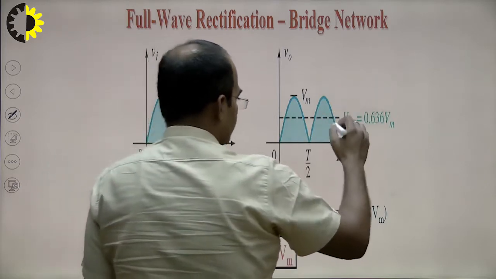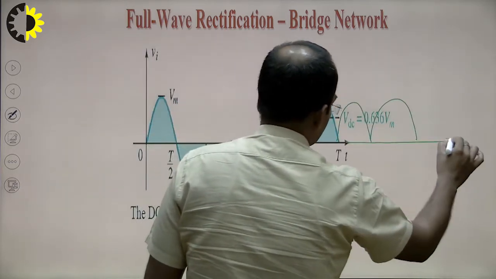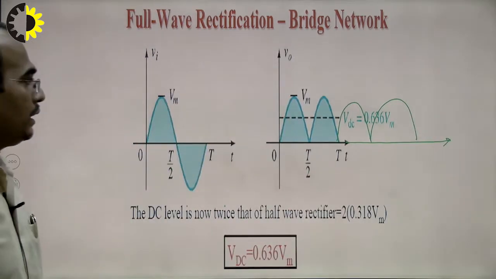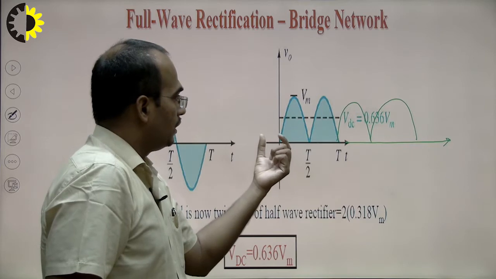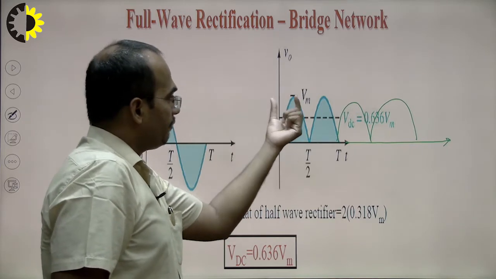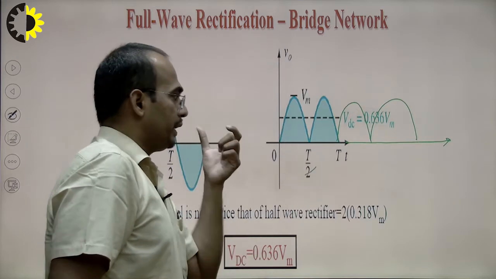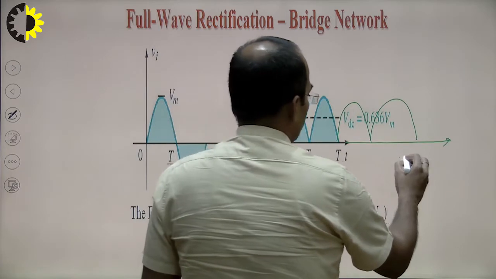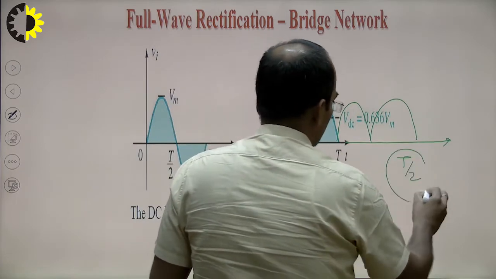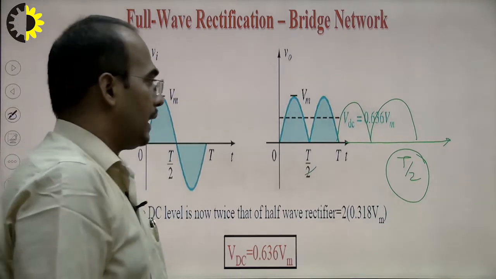Now one more thing, you can see that if I extend this waveform for the next time period, then what will happen? You can see from this output waveform that this waveform is repeating itself after a T by 2 time period. So the period of the output waveform is T by 2. This will be useful for finding the DC value and RMS value.